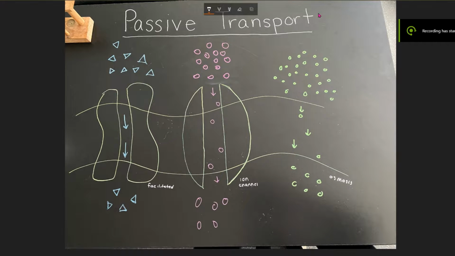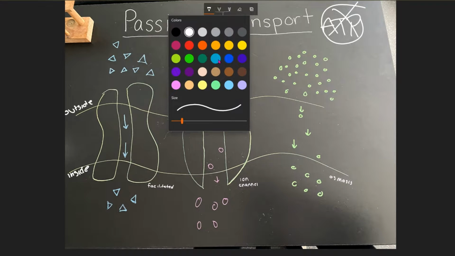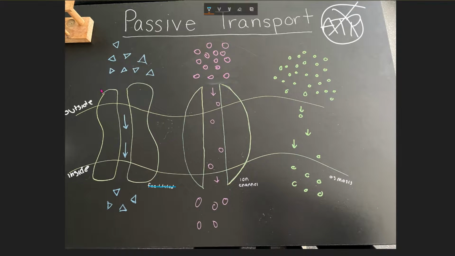This is passive transport, and unlike active transport, it is done without the use of ATP because it's moving along a gradient. So you should know that this is the outside, and this is the inside of the cell, and in the middle you have your semipermeable membrane. Okay? So this is facilitated diffusion.